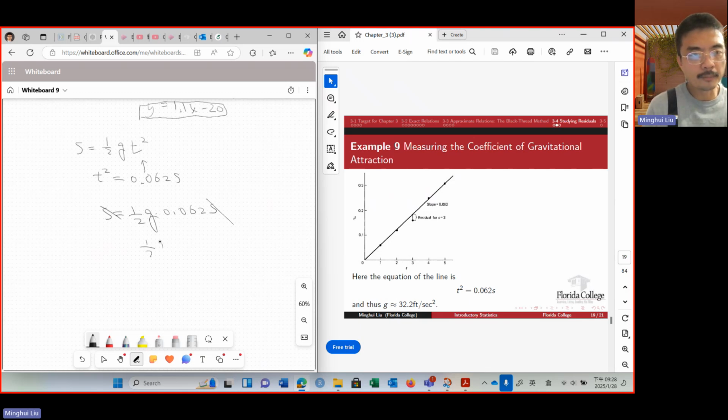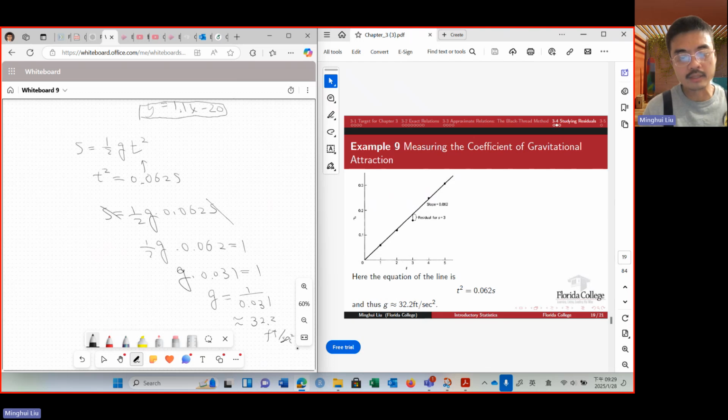You get half g times 0.062 is equal to 1. So which means g times 0.031 is equal to 1. So g is the reciprocal, or sometimes called multiplicative inverse, of 0.031. And if you plug this into your calculator, you get a value that's approximately 32.2 feet per second squared.